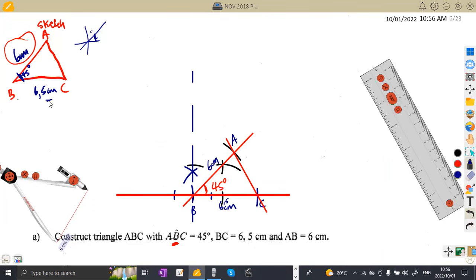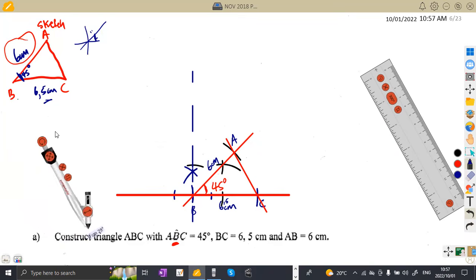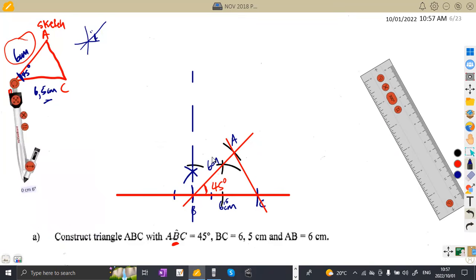6 centimeters, 6.5 and 6. Okay, so that was what our triangle was going to look like at the end. So I just hope we understand the concept. Okay, so let's see the other part of the question now.